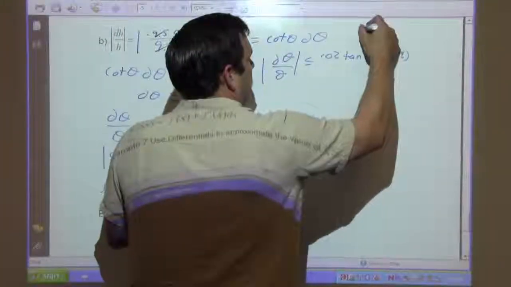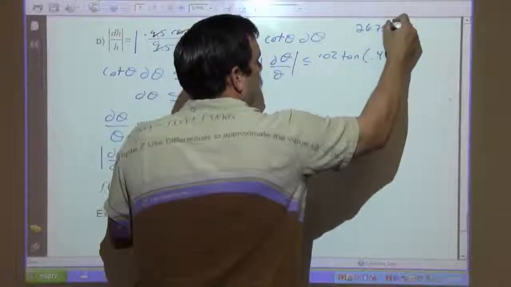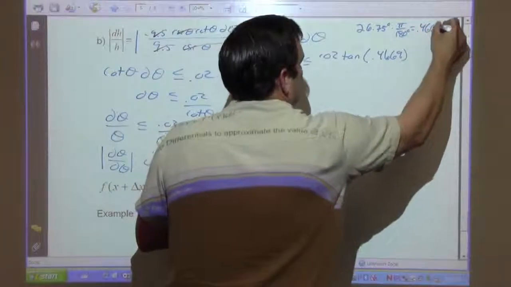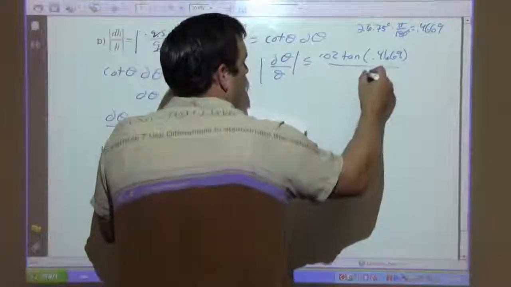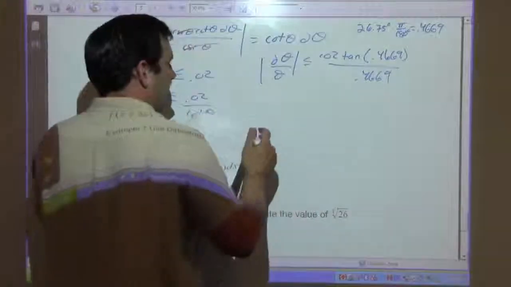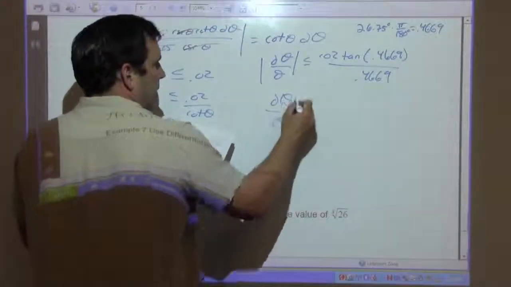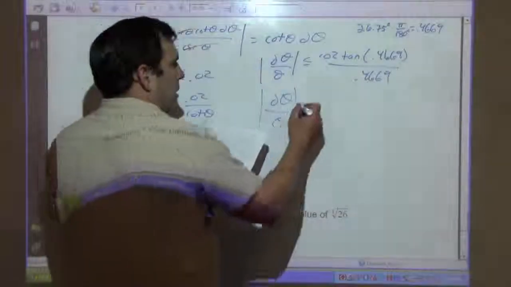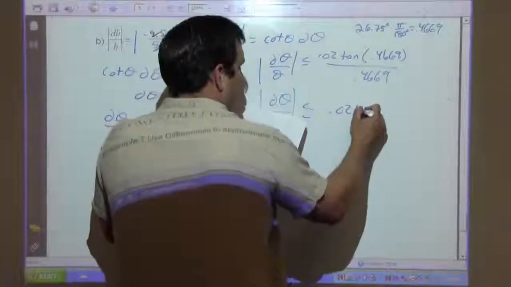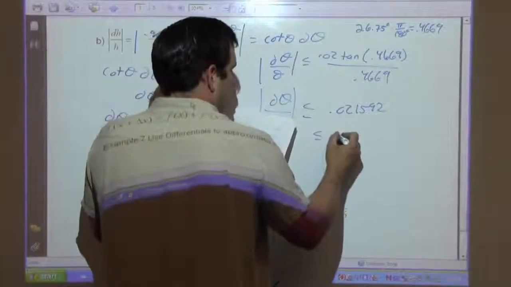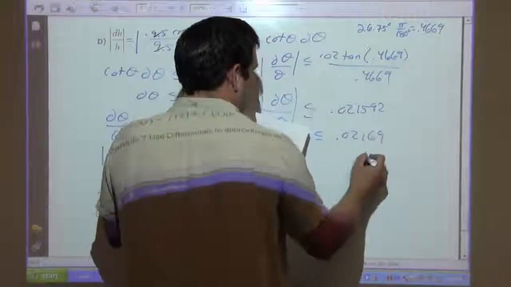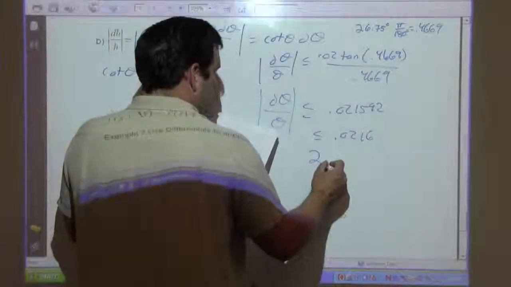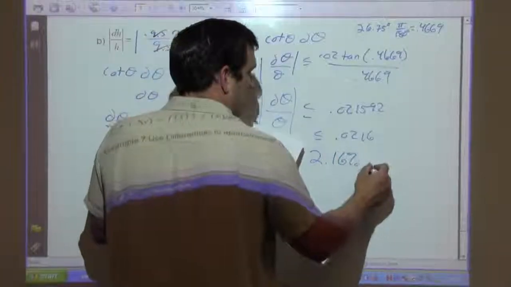So the absolute value of d theta over theta is less than or equal to 0.02 tangent of 0.4669 over 0.4669. By the way, 26.75 degrees times pi over 180 degrees gives 0.4669. So the error d theta over theta would need to be less than or equal to 0.0216, or 2.16% in radians.